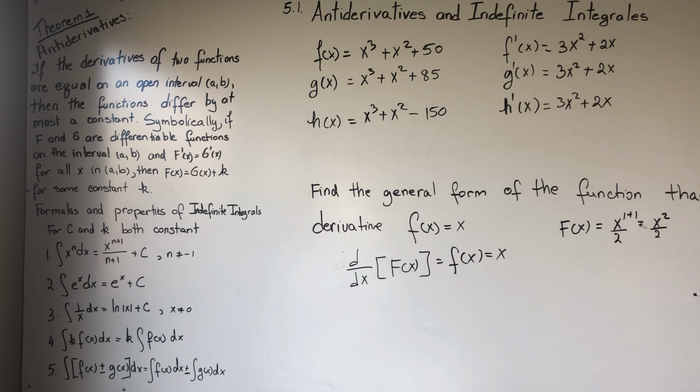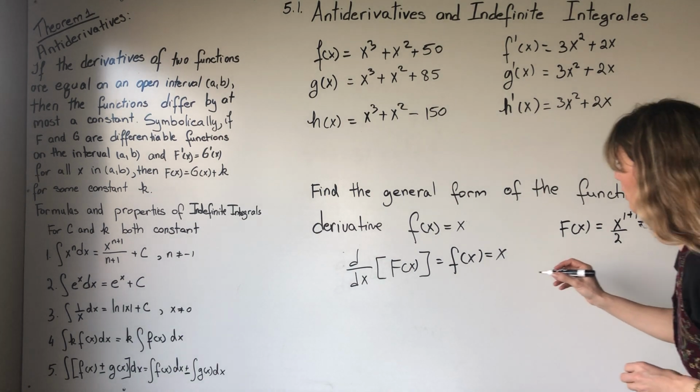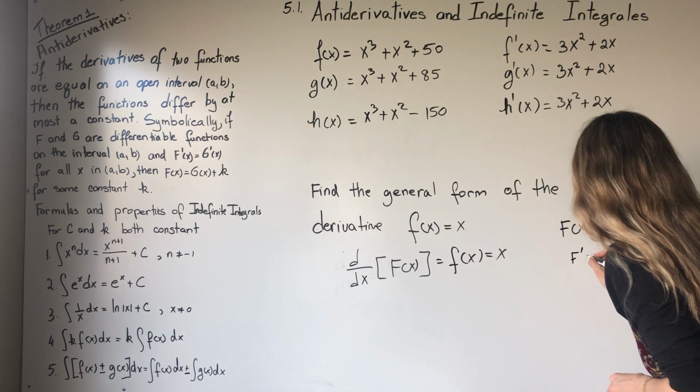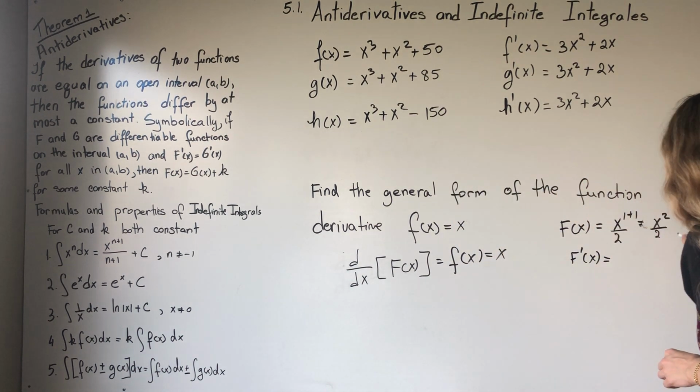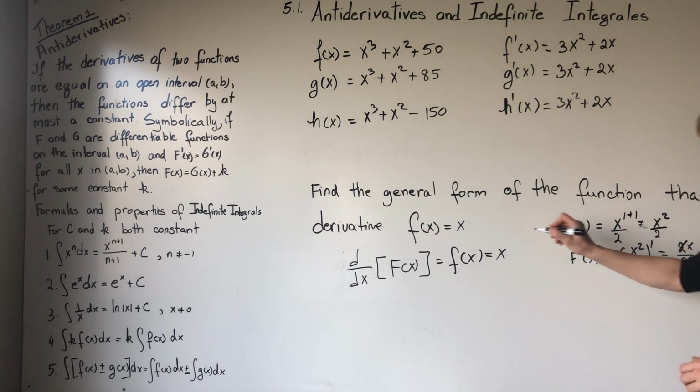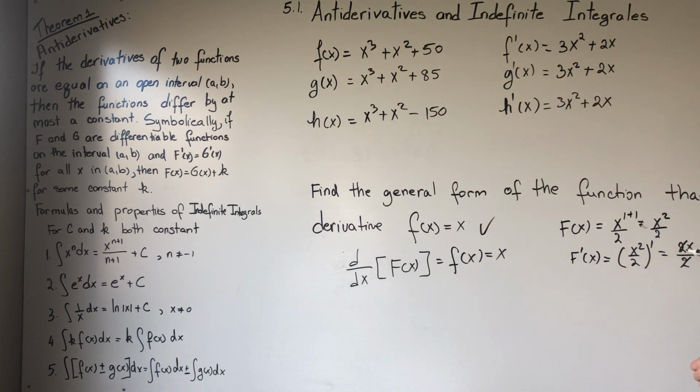And let's see if this is correct. Let's take the derivative of uppercase F of x. I know that my F of x is x squared over 2. So the derivative of x squared is 2x, over 2. So my answer is x. And here we are. But are we done?